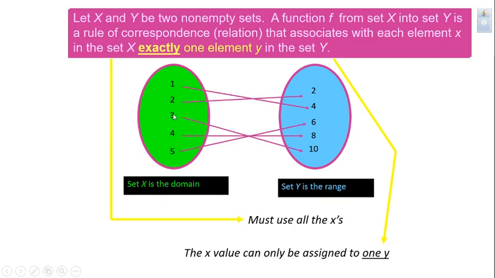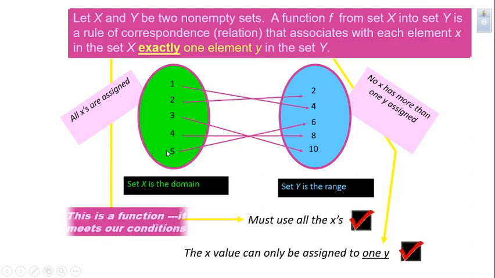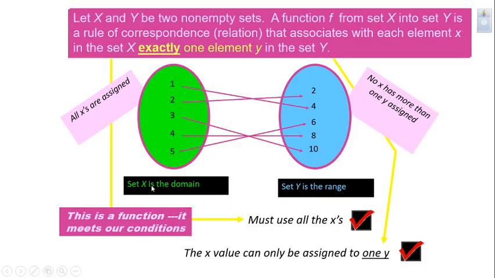Let us see. Did we use each x value, each domain value? Yes, we did. All x values are assigned. Good. Did we use all the y values? Yes, but that doesn't matter. What matters is we use all the x values, and each x value is only used one time. So each x value only corresponds to one y value. Is that the case? Yes. So that makes this a function. It satisfies all the conditions for a function. So we're gonna look at another example in a minute.